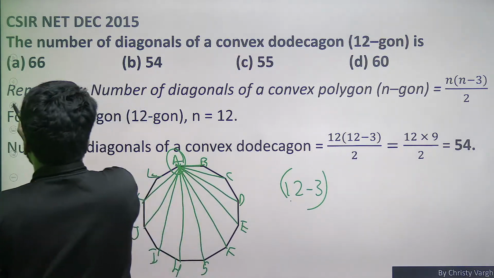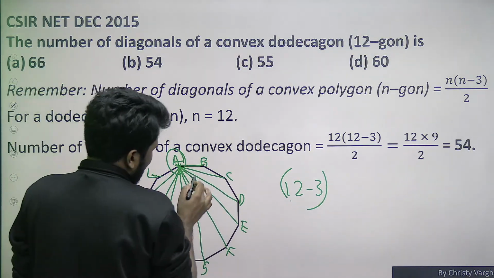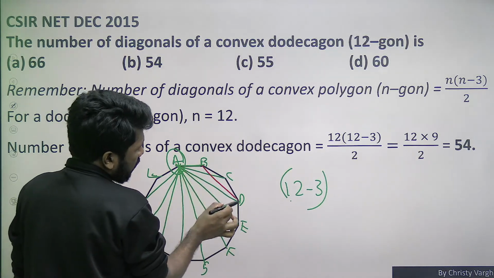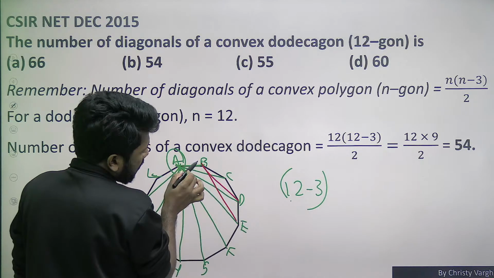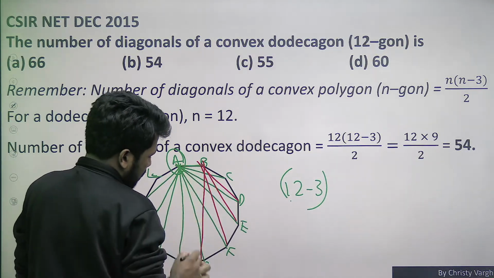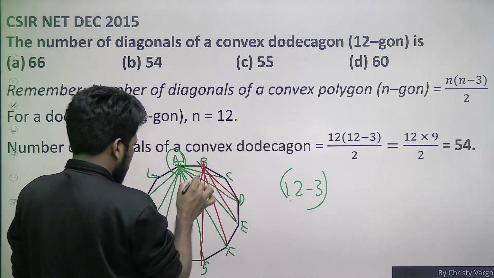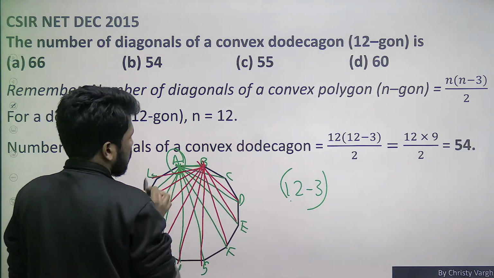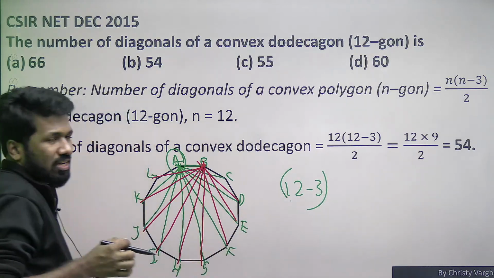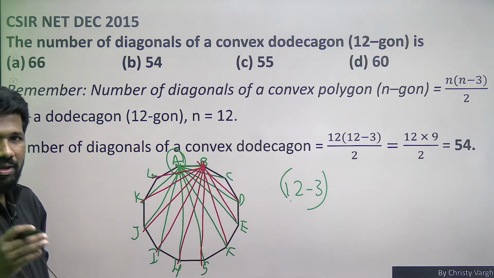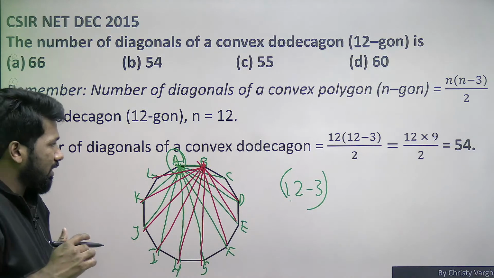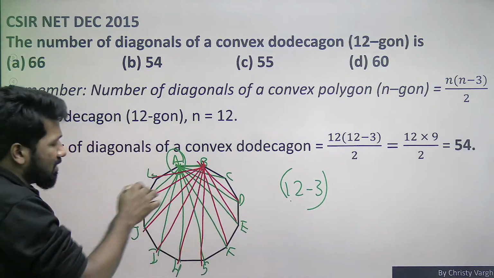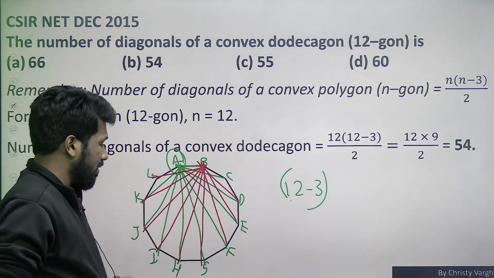Now how many are possible from B? From B, B to C not possible, B to A not possible, B to D possible, B to E possible, B to F possible, B to G possible, B to H possible, B to I possible, B to J possible, B to K possible, B to L possible also. That means 12 minus 3 from B also. Are you all understanding? Similarly, from C also 12 minus 3, from D also 12 minus 3, from E also 12 minus 3, from F also 12 minus 3.